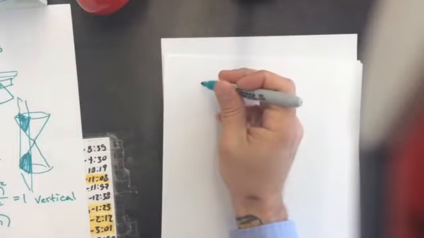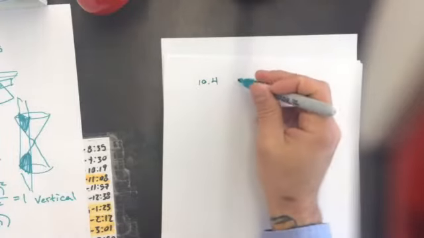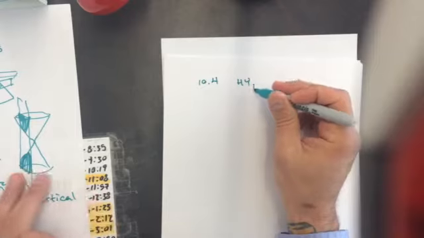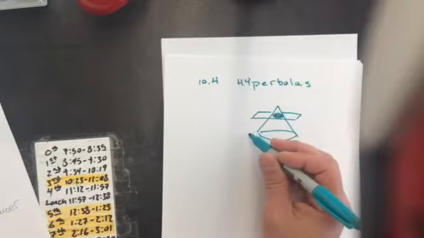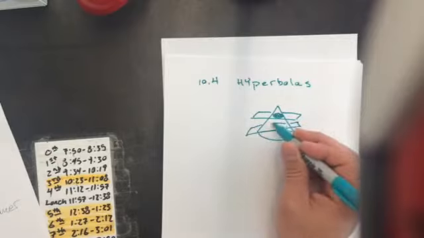Alright, today I'm going to do 10.4, which is hyperbolas. With the conic sections that we did before, we were cutting the cone straight across, which gave us a circle, and at an angle, which gave us the ellipse.